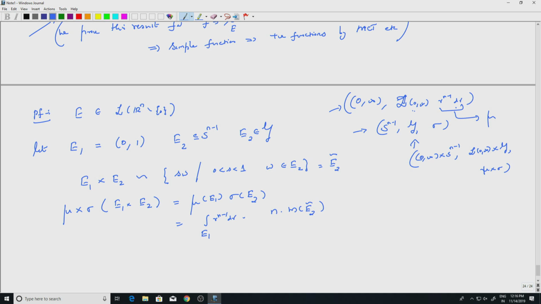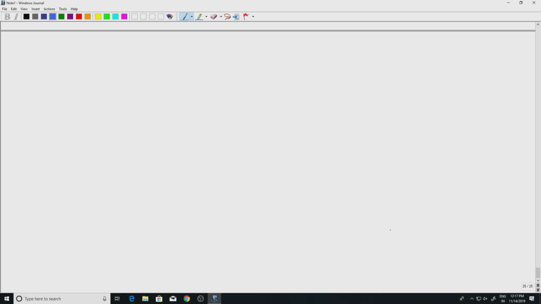But E1 is (0,1). So this is the integral from 0 to 1 of r to the n minus 1 dr, which is 1 by n. I have n here, so that gets cancelled. So this is equal to m of E2 tilde. So what we just proved was that E1 cross E2 is identified with E2 tilde, and mu cross sigma of E1 cross E2 equals m of E2 tilde. So on E1 cross E2 these measures agree, that is what we want to say. But E1 is a specific set (0,1).